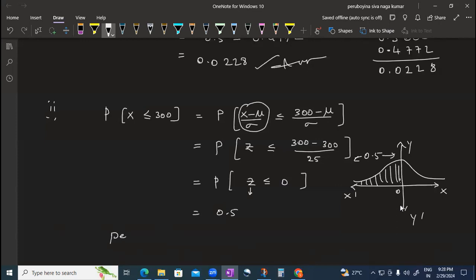And he is asking for a percentage. Percentage is equal to the probability 0.5 times 100. This will be 50%. So this will be the answer for the second question.